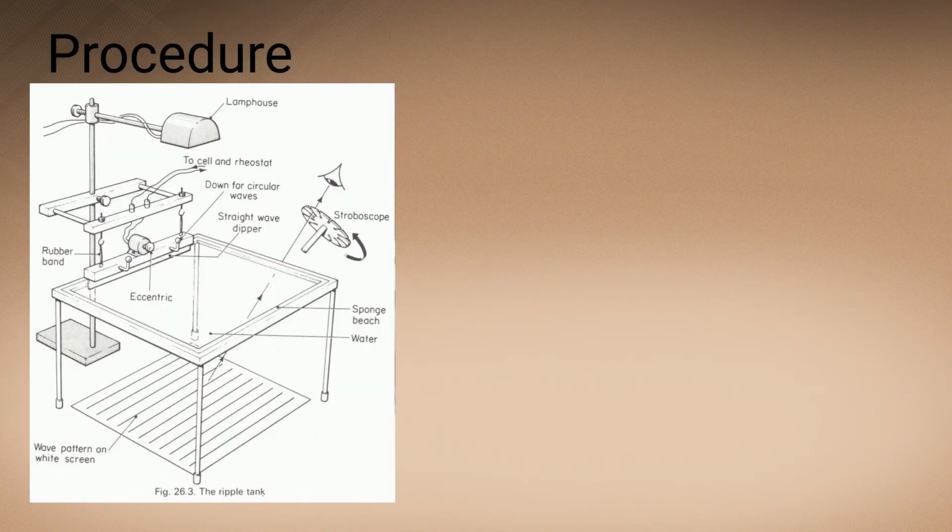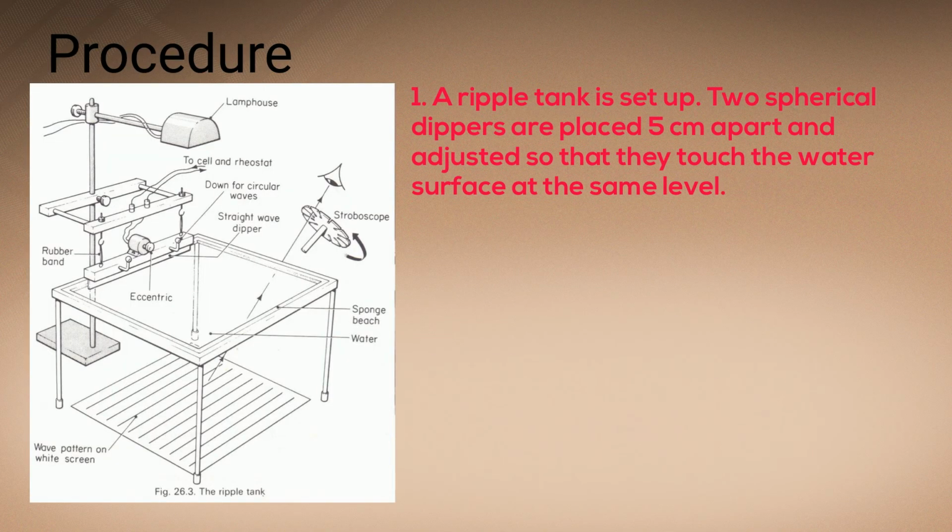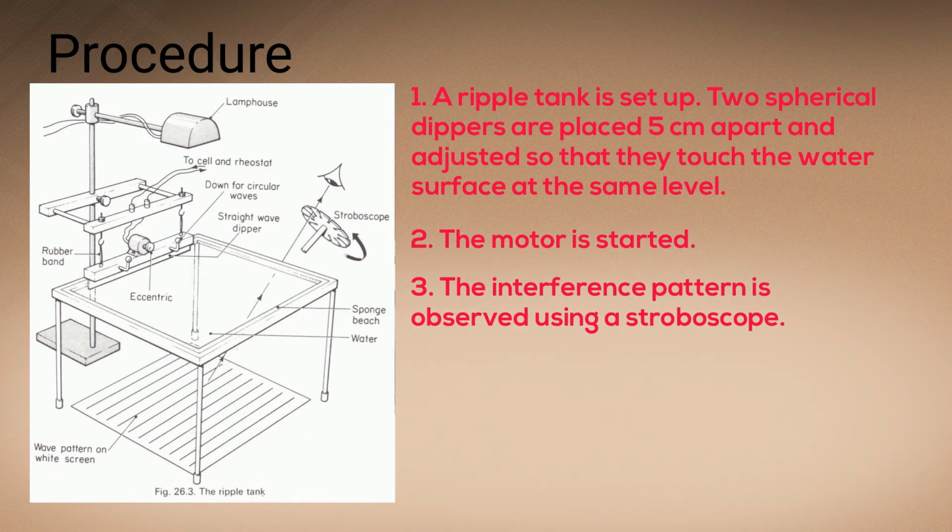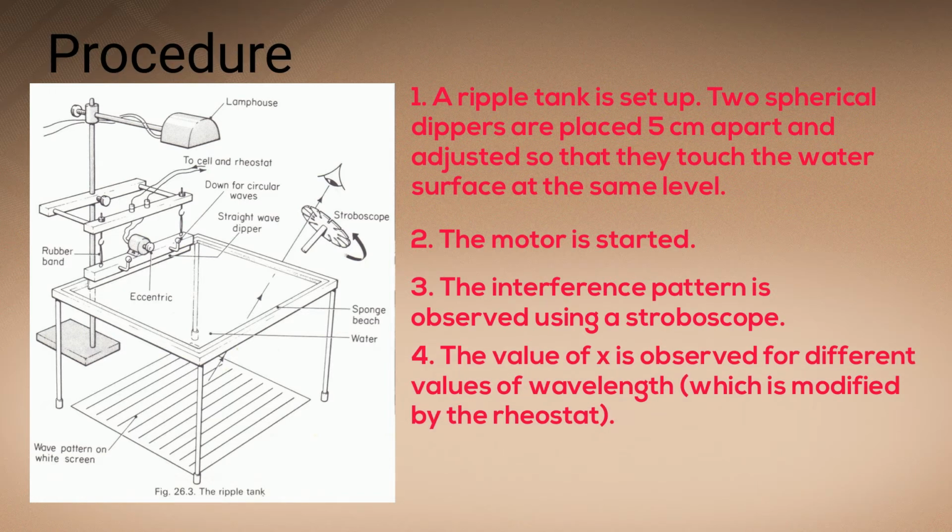The procedure. Step 1. A ripple tank is set up. Two spherical dippers are placed 5 cm apart and adjusted so that they touch the water surface at the same level. Step 2. The motor is started. Step 3. The interference pattern is observed using a stroboscope. Step 4. The value of x is observed for the different values of wavelengths, which is modified by the rheostat.